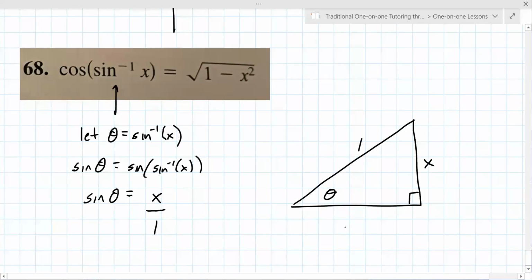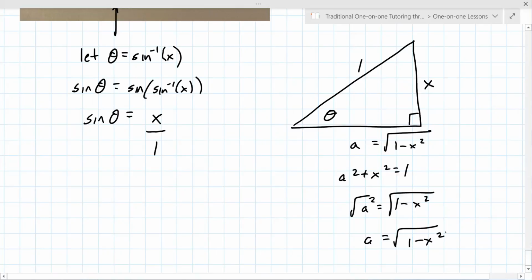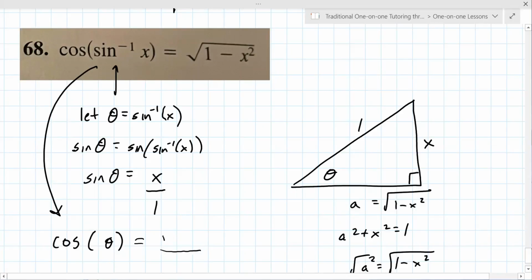How do you find this one over here? That's a squared plus b squared equals c squared. If you do enough of these, you'll get pretty fast. You'll say, oh yeah, it's the square root of 1 minus x squared. Now, why did we do all that? Because when we made the substitution here, what we really want is cosine of theta, because theta is sine inverse of x. So cosine of theta is adjacent over hypotenuse. It's the square root of 1 minus x squared over 1.